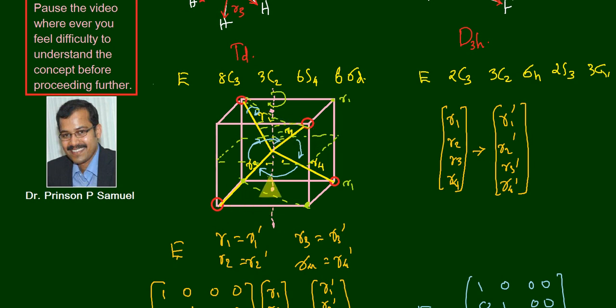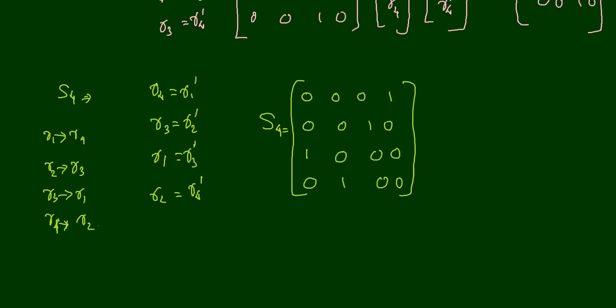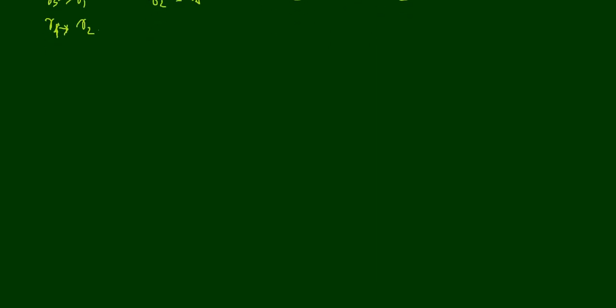So after reflection about this plane, what will happen? R1 and R2 are already in this plane. Therefore, they will not change their positions. But R3 and R4 are on opposite sides of the plane. Therefore, R3 and R4 will exchange their positions. Okay. So we can write this in the matrix form. R1 and R2 will remain in position. R3 and R4 will exchange their position.